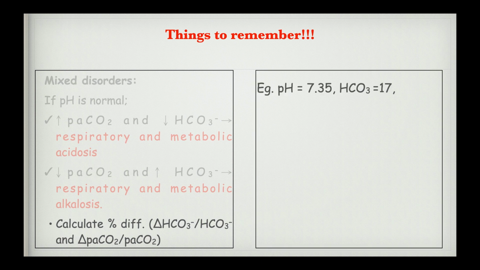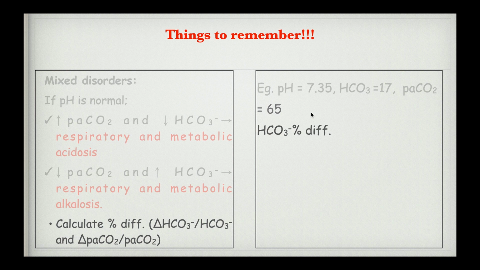And so, for example, if a patient has a pH of 7.35 with a bicarbonate of 17 and a carbon dioxide of 65, what we realize is that the pH is normal, but bicarbonate is reduced. And as we've seen, a reduced bicarbonate points to acidosis. And we also have carbon dioxide, which is high. And a high carbon dioxide also points to acidosis. So we must determine the percentage difference to know what or where the problem is coming from.